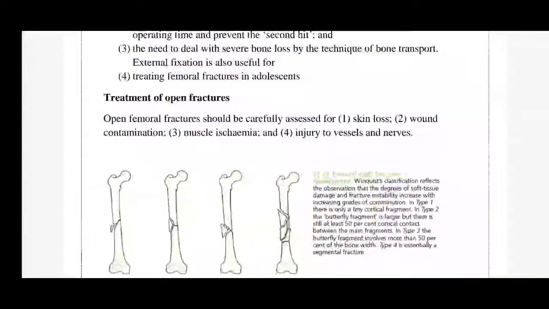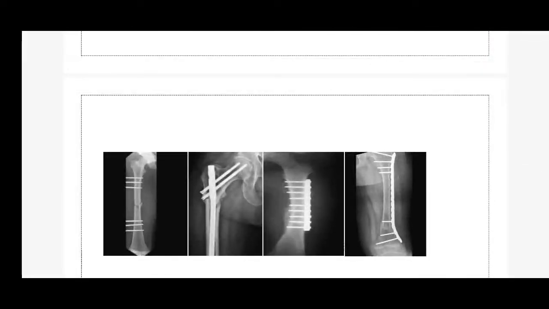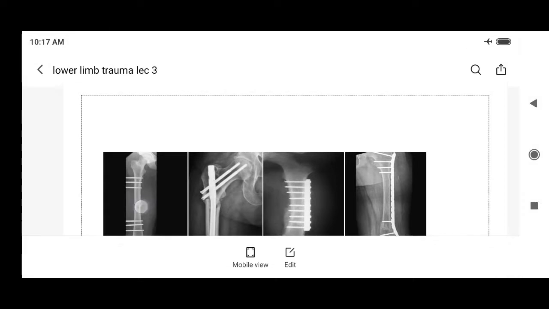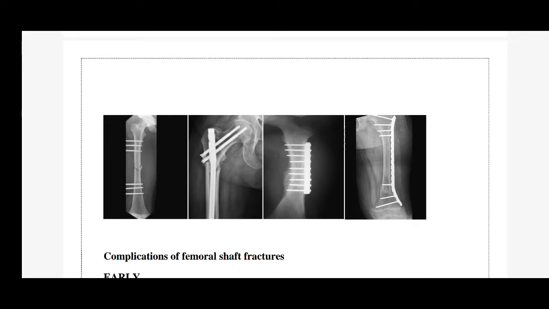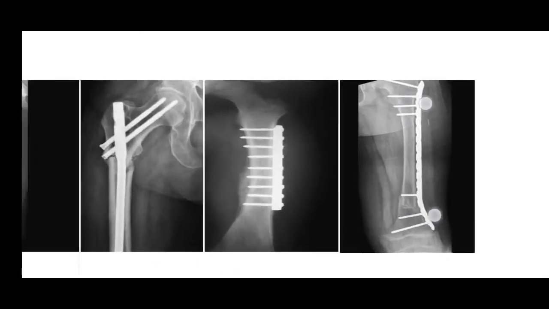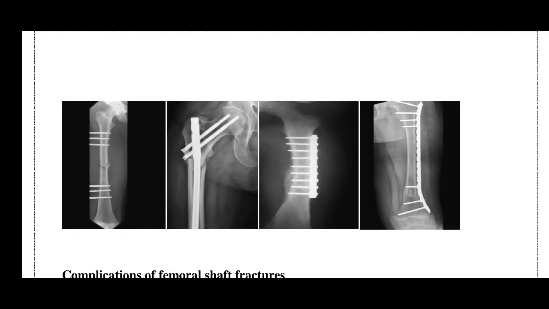Treatment of open femoral fracture: the wound should be carefully assessed for skin loss, wound contamination, muscle ischemia, which is apparent through the wound, and whether there is associated injury to the vessels and nerves. This is the modality of fixation. This is the external fixation, and this is the intramedullary nail. This is a plate and screw, and this is the bridging plate. Avoid opening the shaft of the femur to maintain the fracture hematoma.